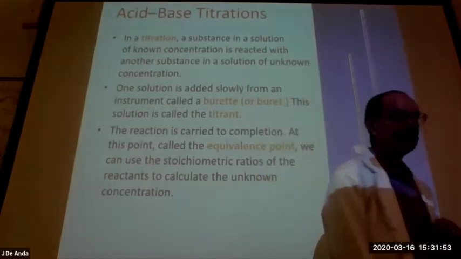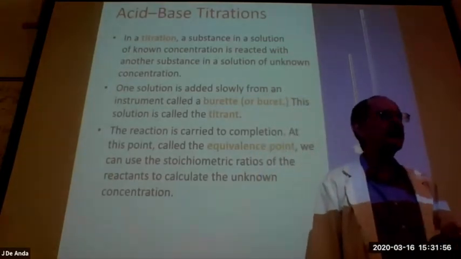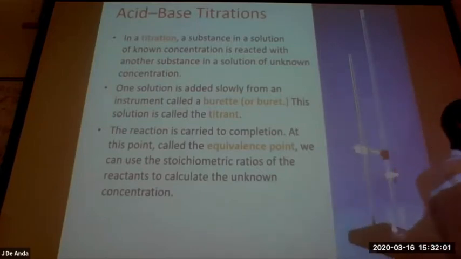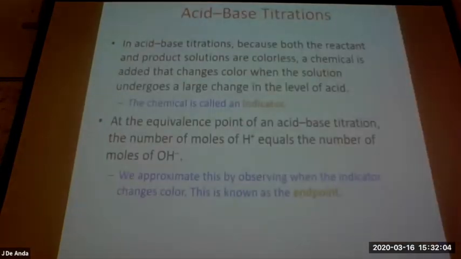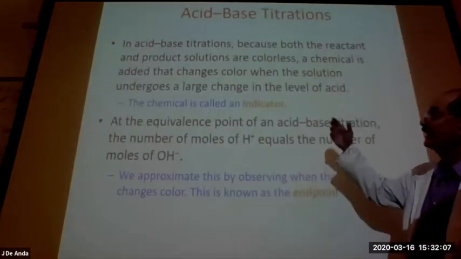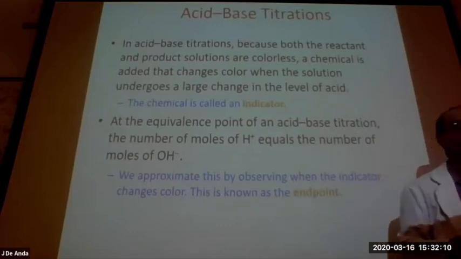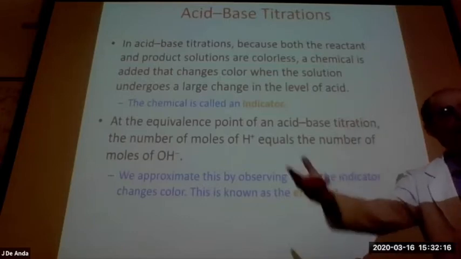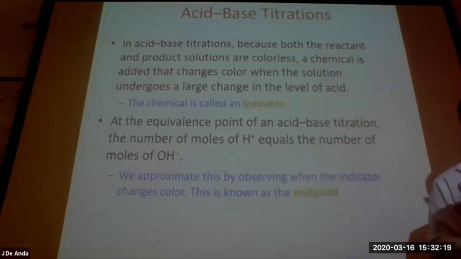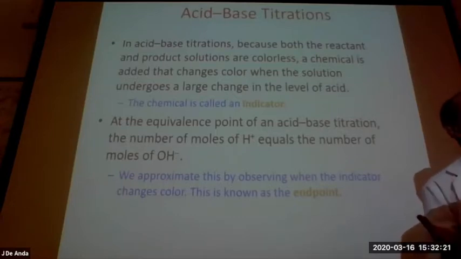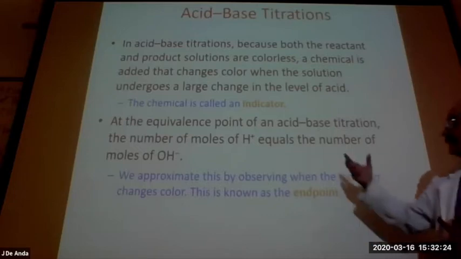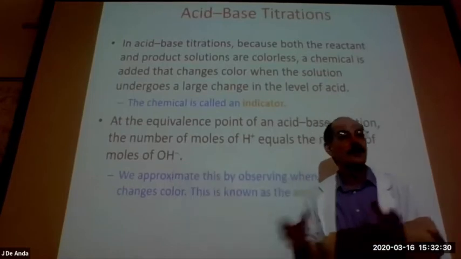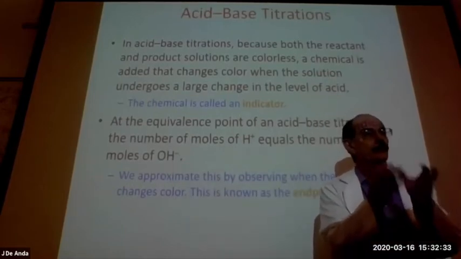However, it turns out that for acid-base reactions, there is no visible indication that the reaction is finished or not. So we need some help. What we do is we add something called an indicator. It's a chemical that will change color when the solution undergoes a large change in the level of acid. So at the equivalence point, the number of moles of hydrogen ions is going to equal the number of moles of hydroxide ions. That's the equivalence point. We can't visualize that.